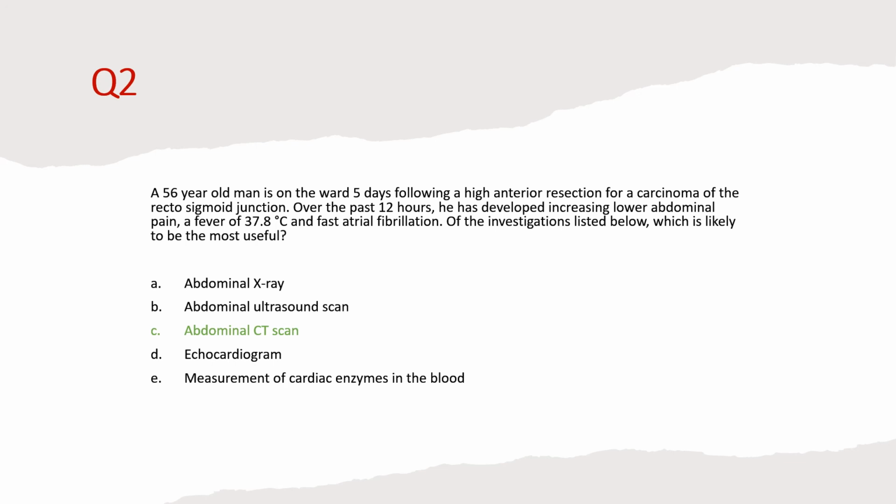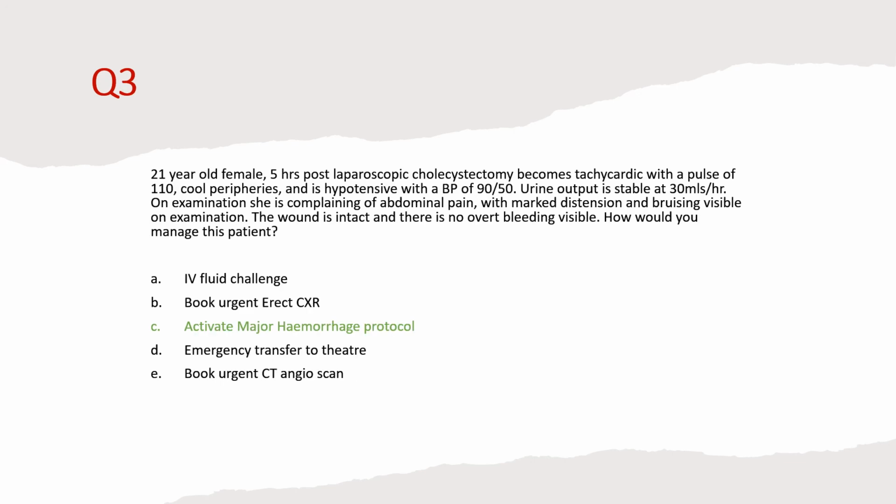In this case, you want to do an abdominal CT scan to further investigate, to further confirm an anastomotic leak, and to find out where it's leaking from so that it can guide you for any further operative procedures. Question 3, things you want to keep in mind is 1, she's quite young, 2, she's had an operation.